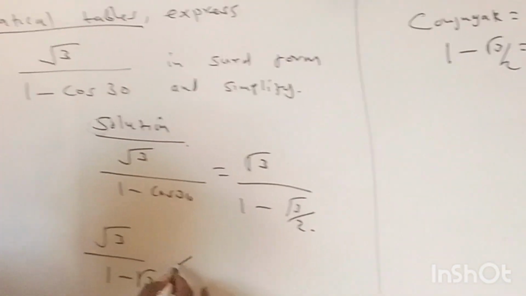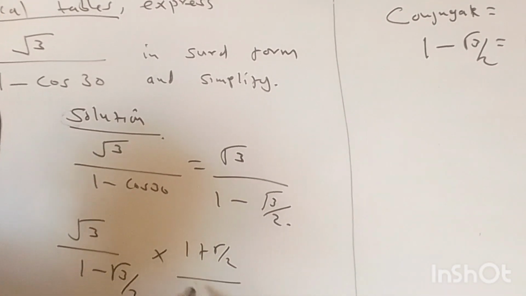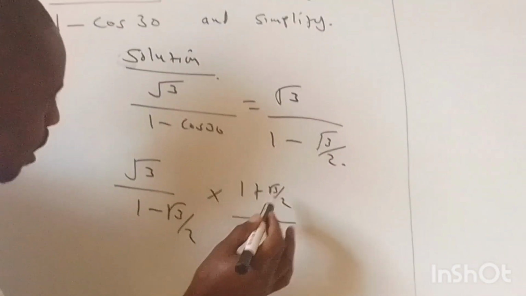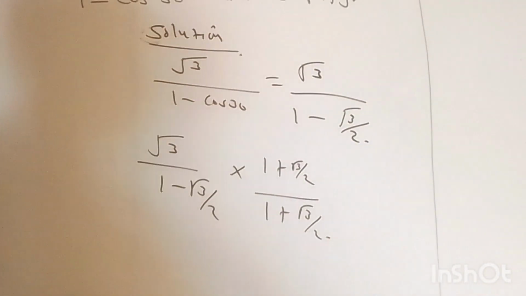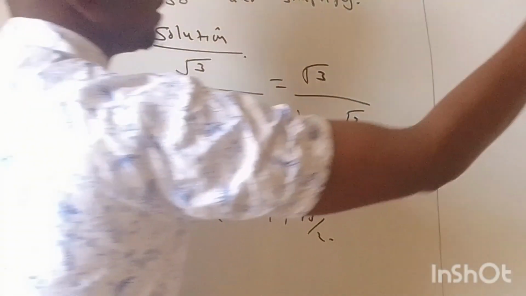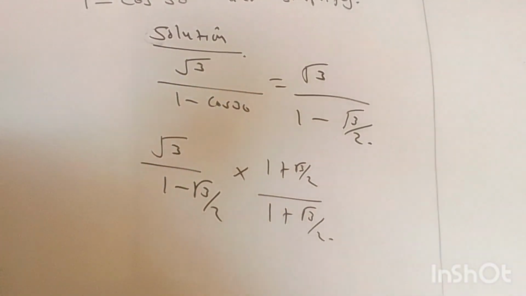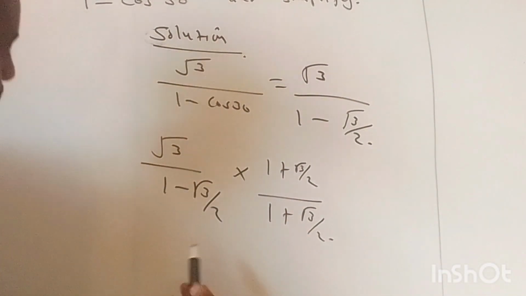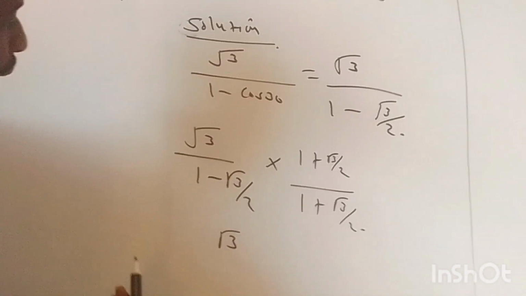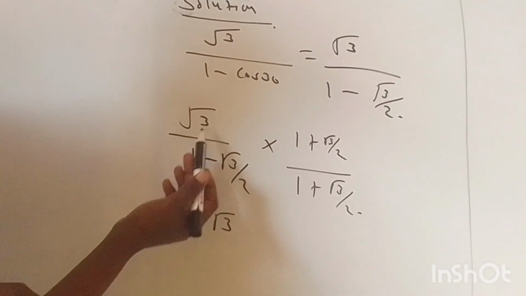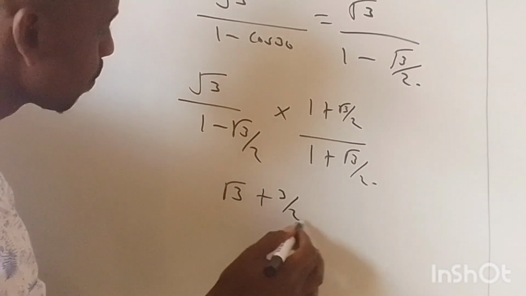So make sure that you multiply up and down by the conjugate. Multiply the top here by 1 plus root of 3 over 2, and down here again by 1 plus root of 3 over 2. Then we multiply out. So can we now multiply root 3 multiplied by 1? We get root of 3. Root of 3 multiplied by root of 3 over 2, we get root 3 times root 3 is 3, so that one we get plus 3 over 2.